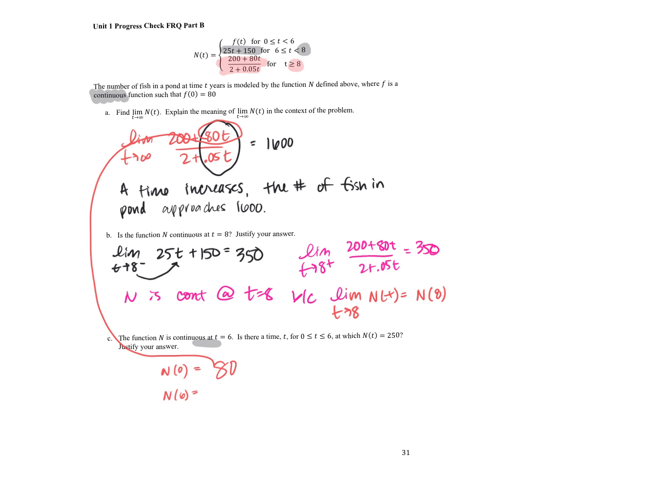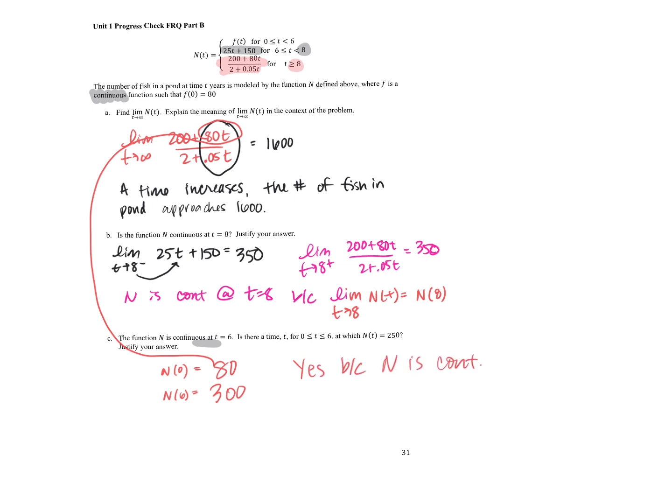N of 6, where am I plugging in 6? The middle one, right? 6 times 25 plus 150. 300. What do we think? Does the intermediate value theorem apply? Will we cross through 250? Yeah, and how are we going to say that? We're going to say yes, because n is continuous.